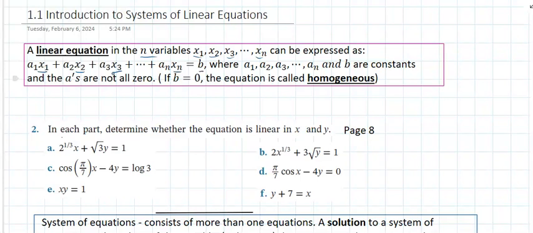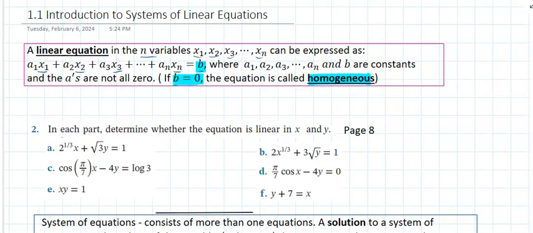equal b, where a sub 1, a sub 2, a sub 3, those are called the constants, and they can't all be 0. Some of them could be 0, but not all of them, right? And the x's have a power of 1. That's where the linear relation comes from. And if b happens to be 0, then we call this equation a homogeneous equation.